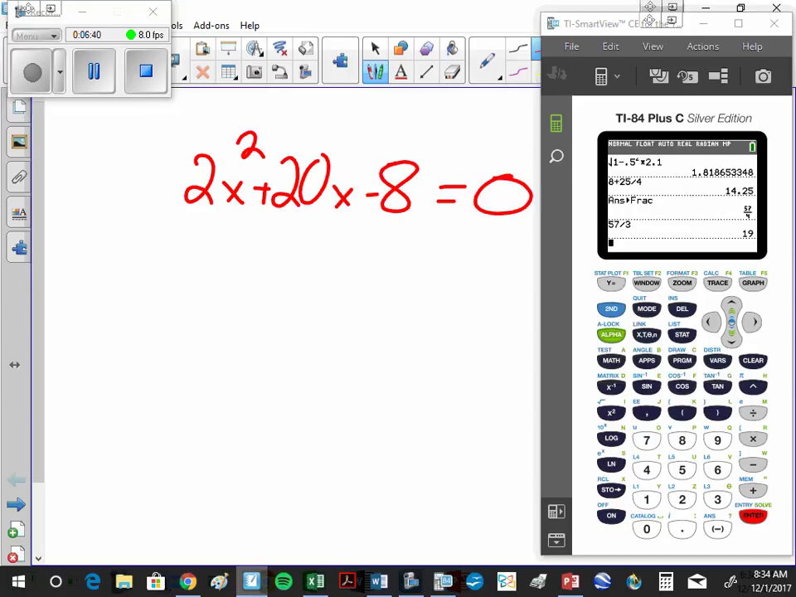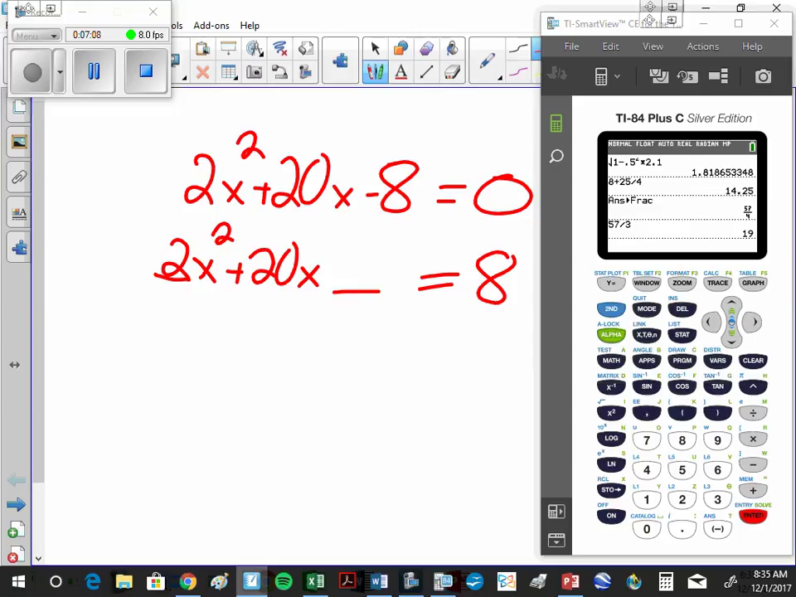What should I do first? Or add the 8. 2x squared plus 20x, leave a space, equals 8. Now, we have a problem. The 2. In fact, you cannot complete the square if this number is not a 1.